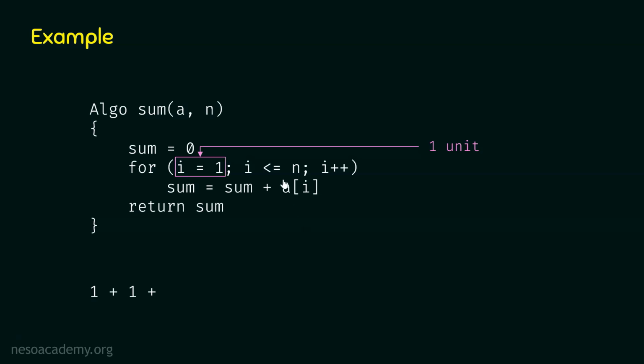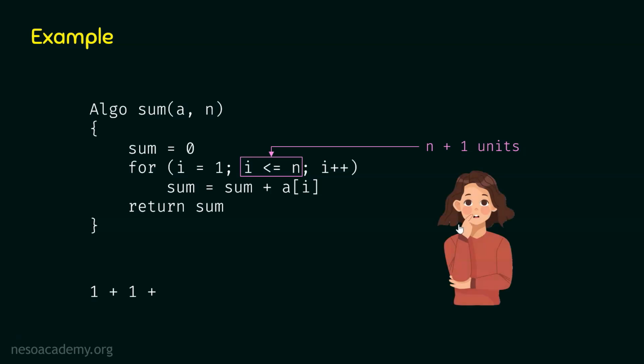Okay. So what's the frequency count of this instruction? The frequency count of this instruction is n plus 1, and hence it will take n plus 1 units of time. Now why is this the case? You might have given the answer as n, and you are quite close, but n is not the correct answer. N plus 1 is the correct answer. Why? Let's find out.